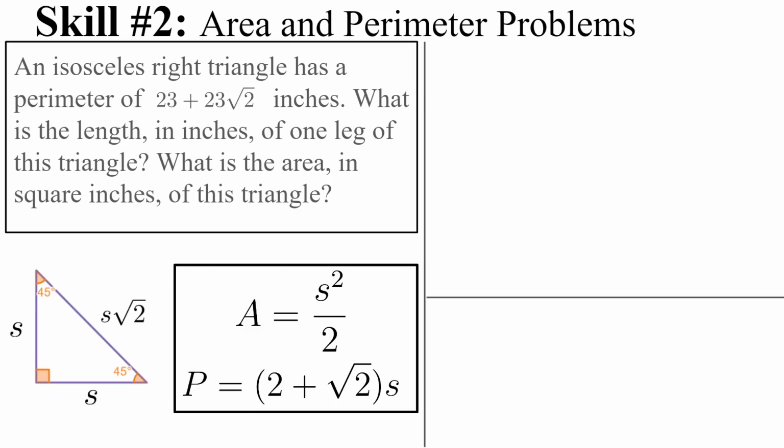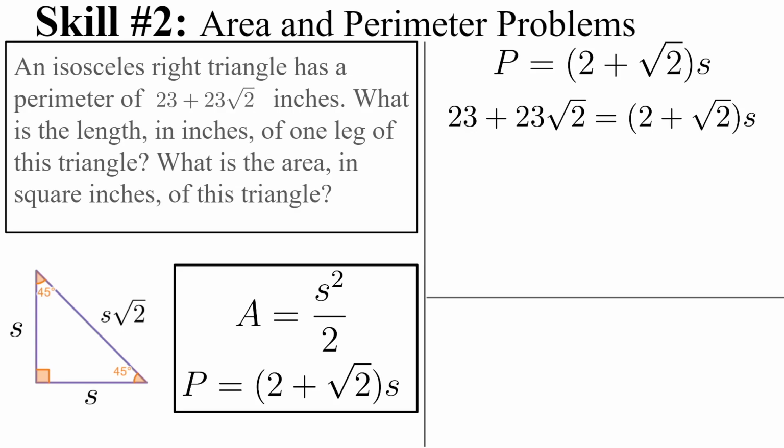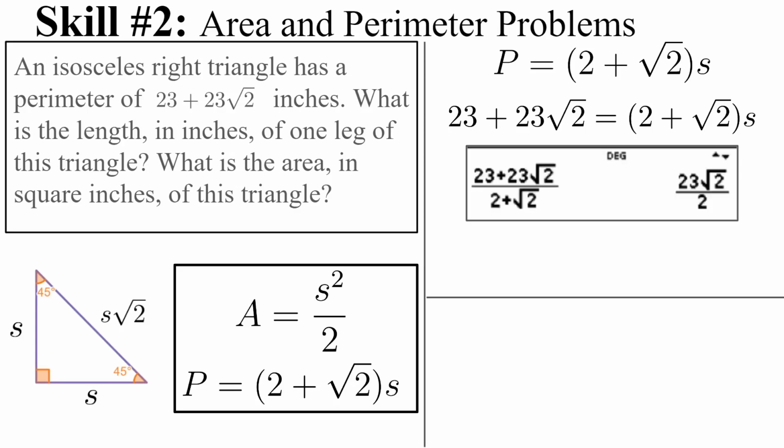And it says the perimeter is 23 plus 23 root 2. So I'm going to put the perimeter is 2 plus root 2 times s, and in for P, we're going to put 23 plus 23 root 2. Now to get s, we're going to divide both sides by 2 plus root 2. I'm just going to do that on a calculator. We get s is 23 root 2 over 2.